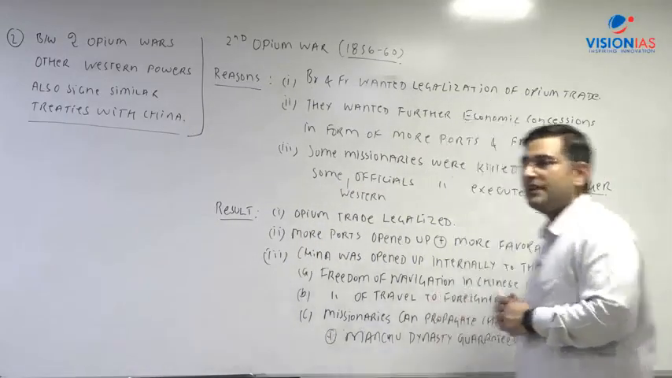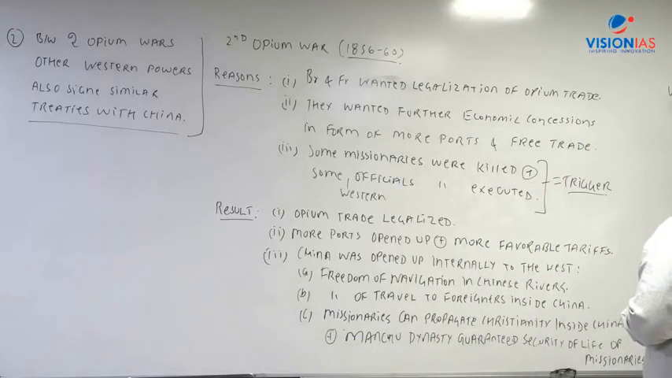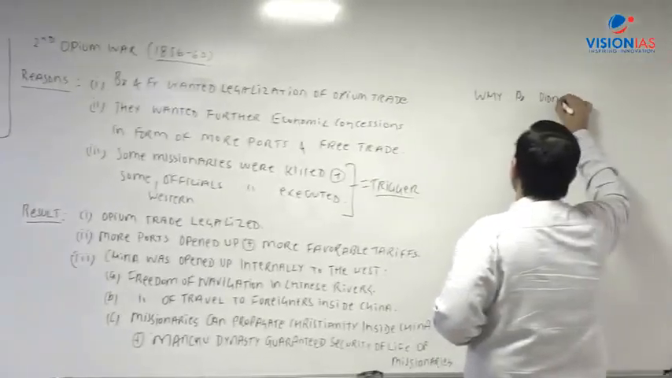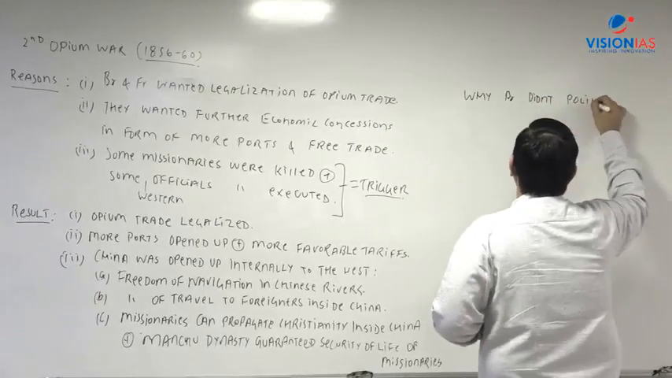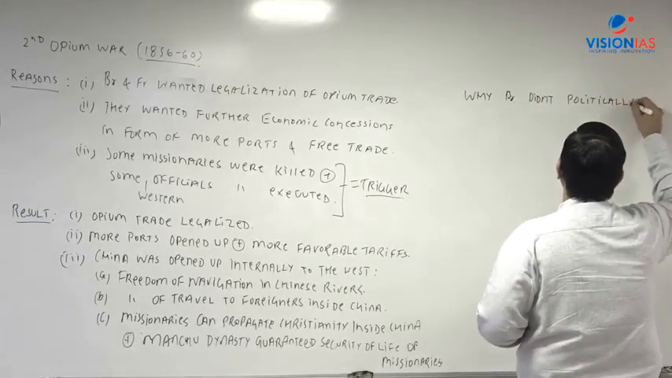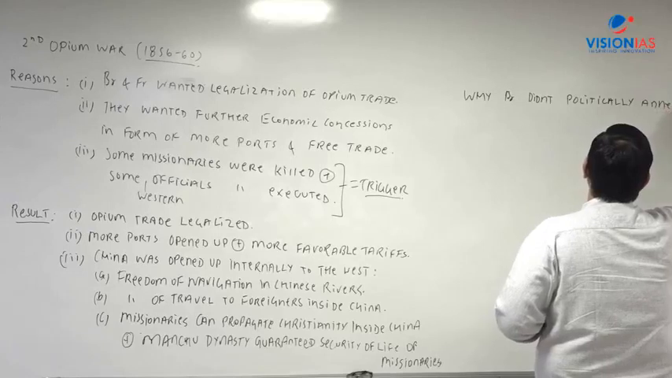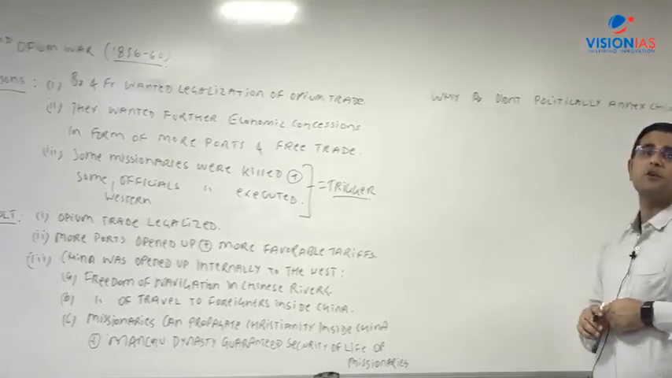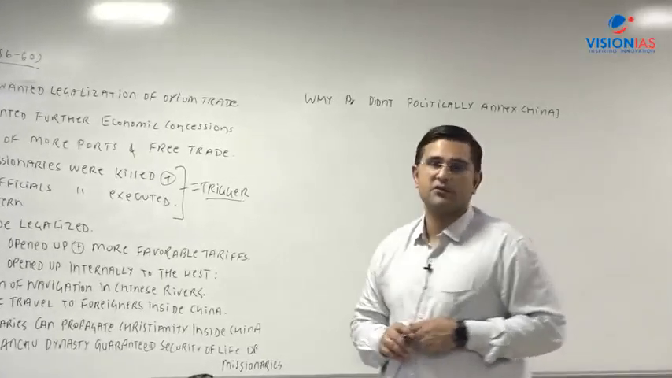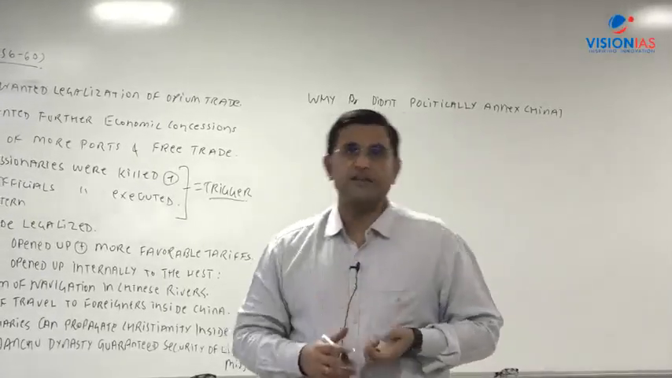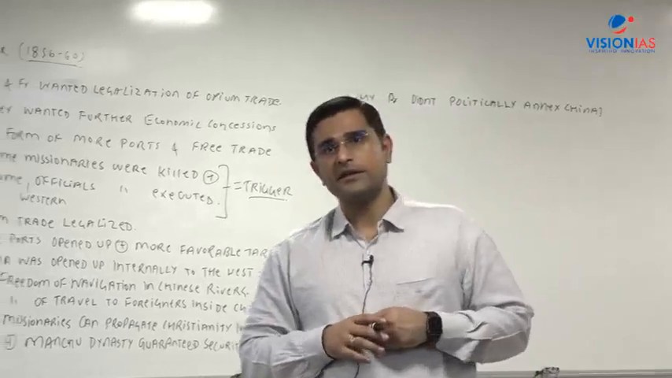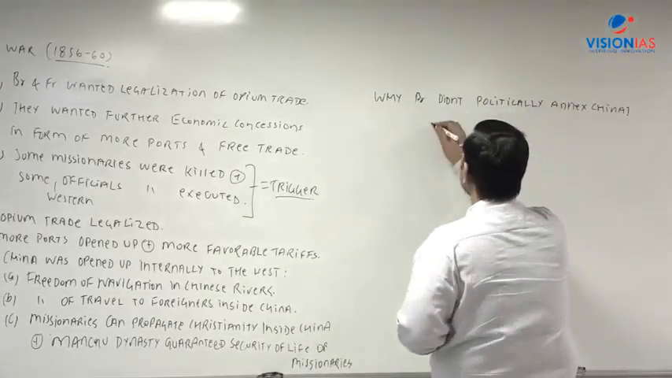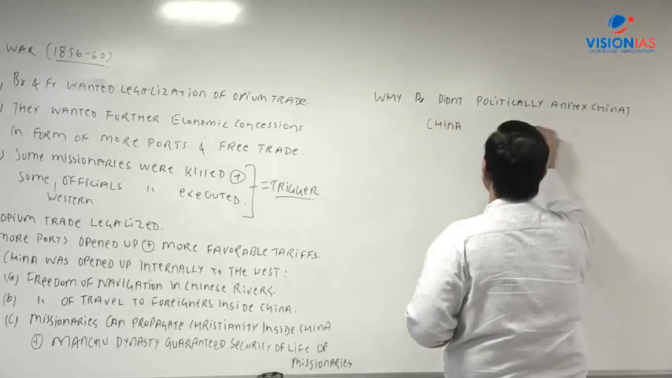Okay. So basically the question which Shubham has asked is: why did the British not politically annex China? This is the question of Shubham, that the way they colonized India, the way they did their imperialism in India, why they did not do that in the case of China. So therefore there are certain differences between China and India.